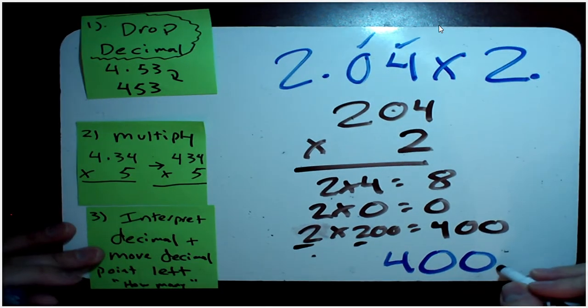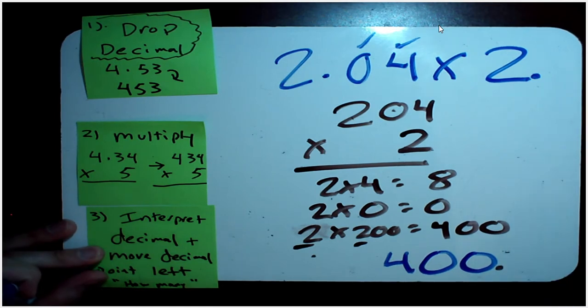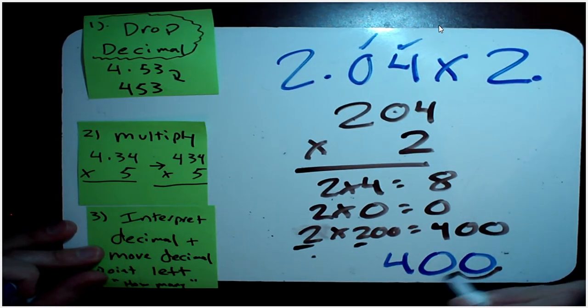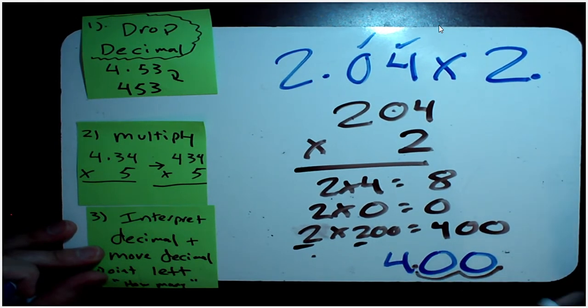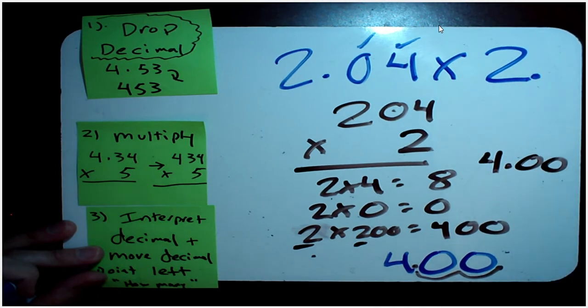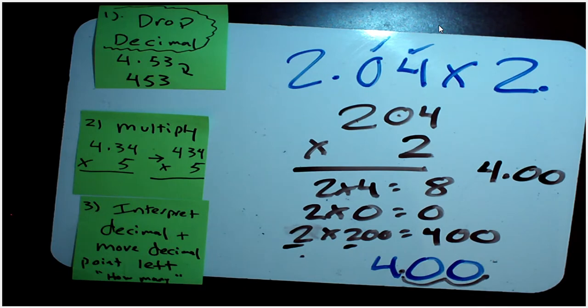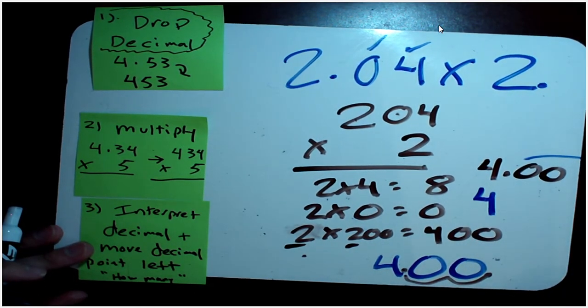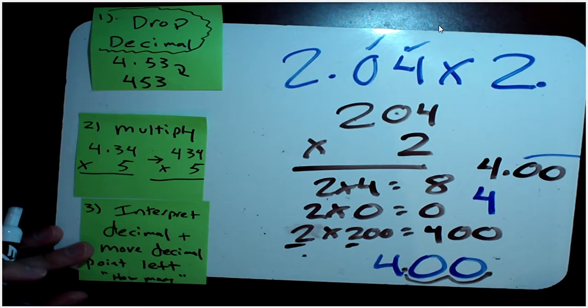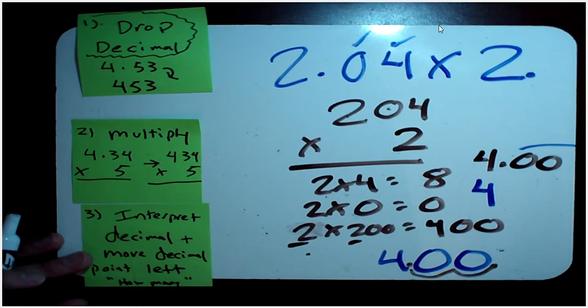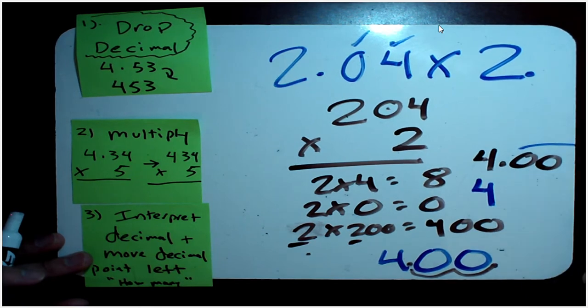So start at the ones place and move it 2 spots. 1, 2. My new number becomes 4.00, or just plain old 4. When you have no decimal numbers there, they're just those 0 placeholders, you can leave it and I'll count it correct, or you can drop it and I'll count it correct. Either way, 4.00 is the same as 4.